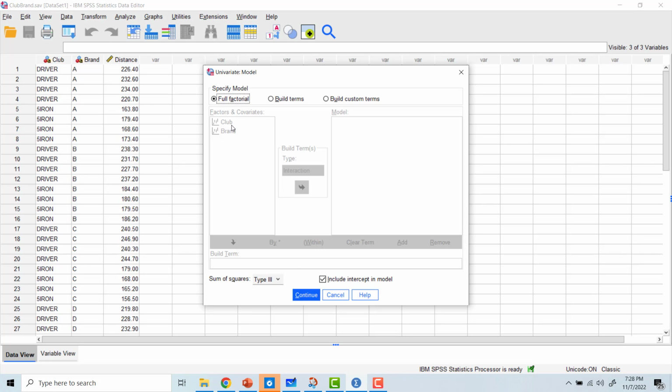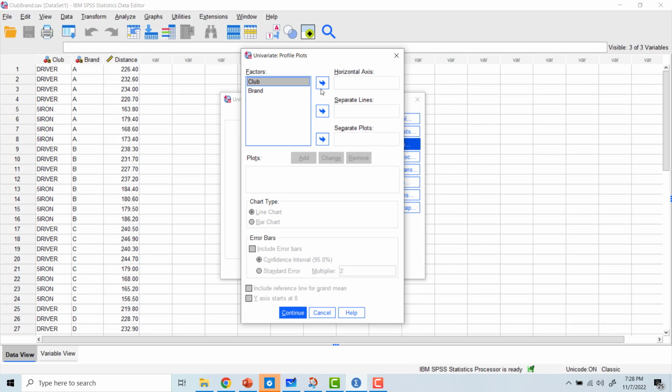The full factorial design basically means we have each of the factors and any interactions between the factors. The sum of squares, now this, we're only going to do balanced designs. The balanced design is the design where you have the same number of replications in each cell. And for that, all these different sums of squares are the same value. But if you have missing observations or uneven observations, then different types of sum of squares give different values. For this class, we're just going to stick with type 3.